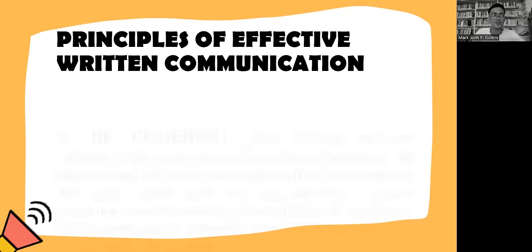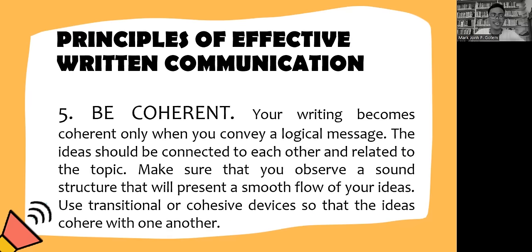Okay, next. Be coherent. Your writing becomes coherent only when you convey a logical message. The ideas should be connected to each other and related to the topic. Make sure that you observe a sound structure that will present a smooth flow of your ideas. Use transitional or cohesive devices so that the ideas cohere with one another. So in short, your writing should be connected and understandable. It should be understood by your readers.